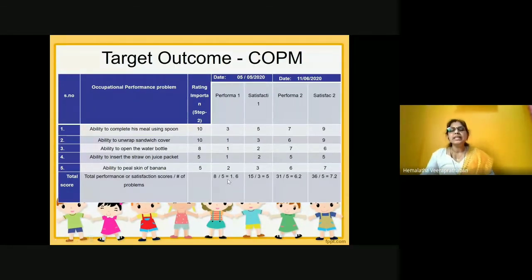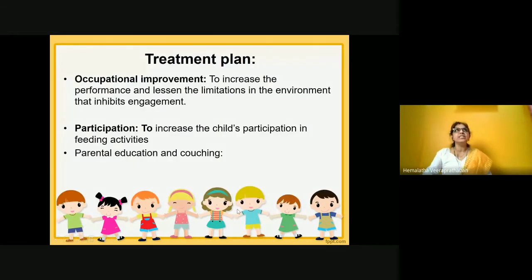Initially, by calculating the sum of satisfaction and performance by problem skills, performance was 1.6 and satisfaction was 5. And at the end of the sessions, for the same person, it was 6.2, from 1.6 to 6.2 in performance level, and satisfaction from 5 to 7.2. It's a huge, marked difference, which shows the application of OT and the techniques and interventions were very successful for this child.